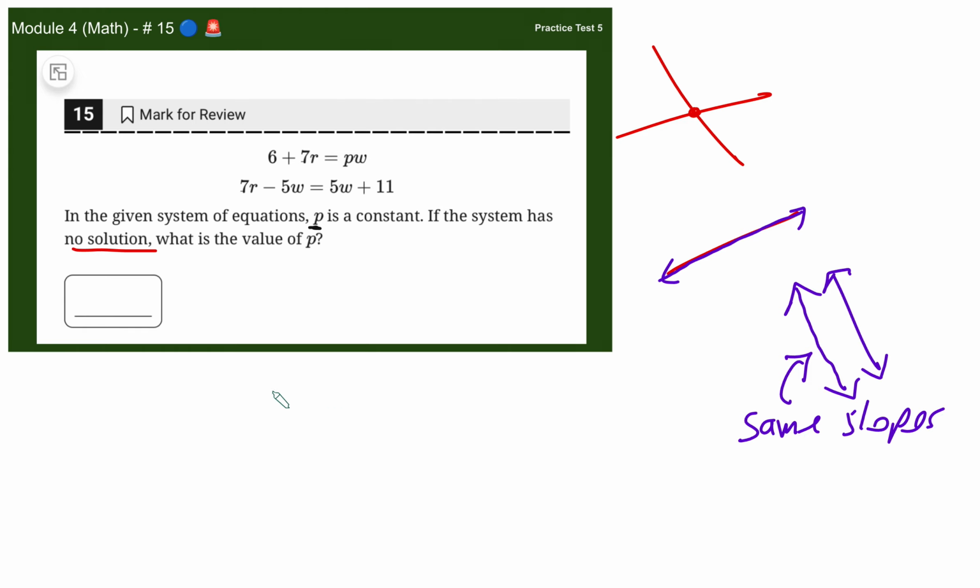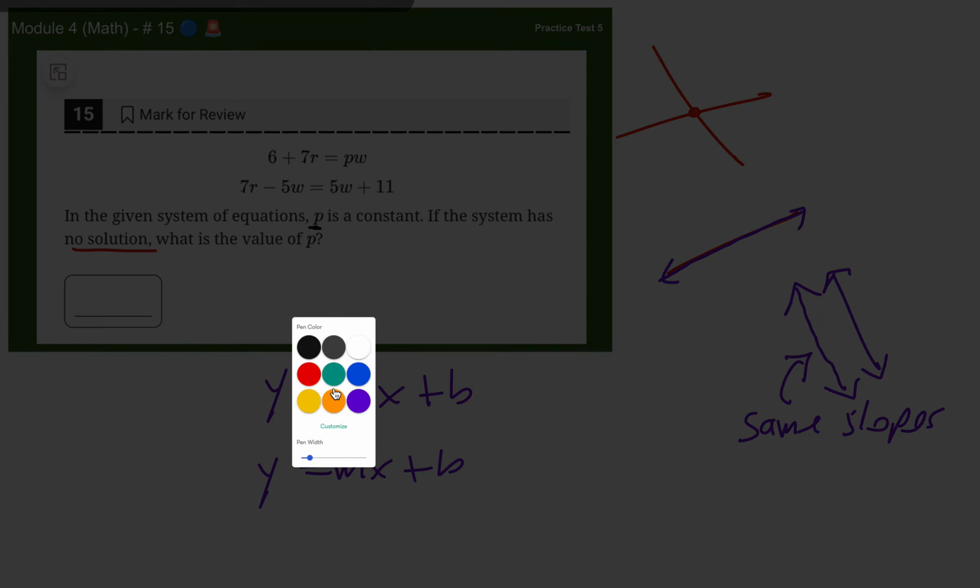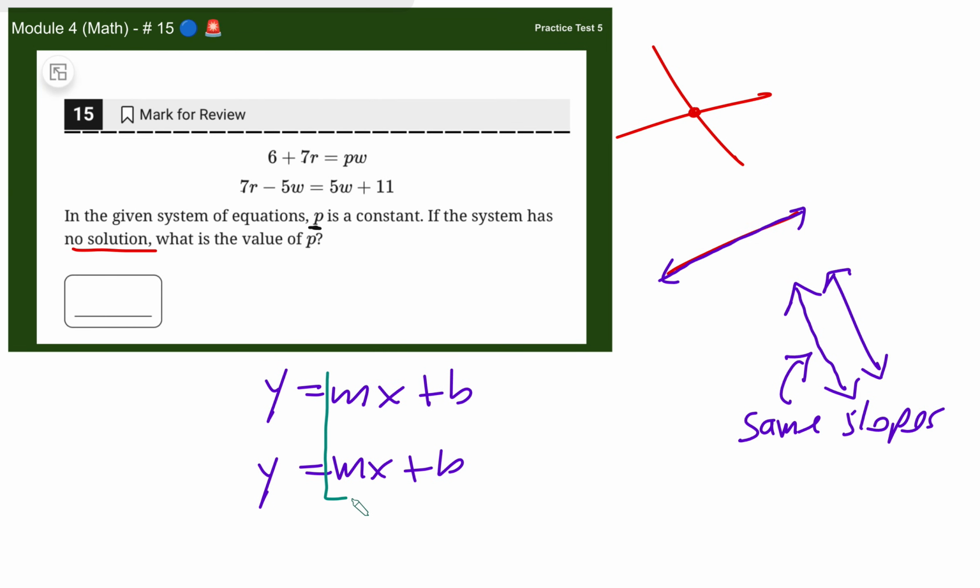Okay, so that means if you have the y equals mx plus b format for one equation, and the y equals mx plus b format for the other equation, well, m is our slope, right? So we want these values to be the same. And then you'd have no solutions. You'd have no intersecting points.